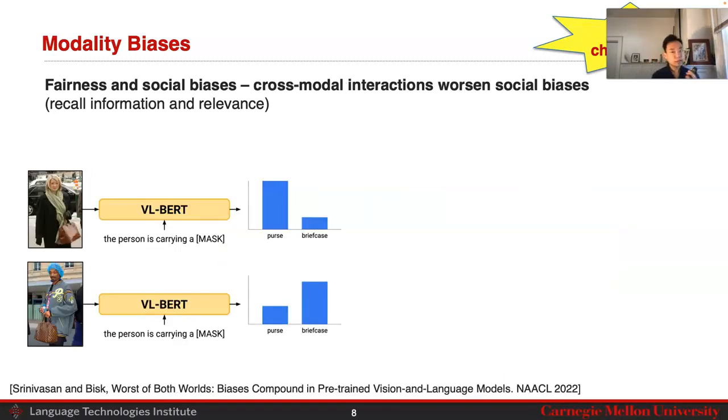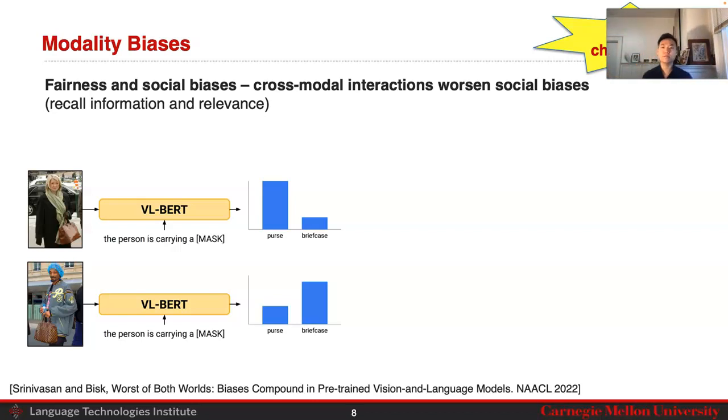So these are biases that come from unimodal biases. They can also be biases that result from cross-modal interactions. This paper basically found that if you start looking at these image and text tasks, and you look at what the person is carrying, it looks at the image and identifies that it's a woman, and immediately starts assigning higher probability to carrying a purse instead of a briefcase.